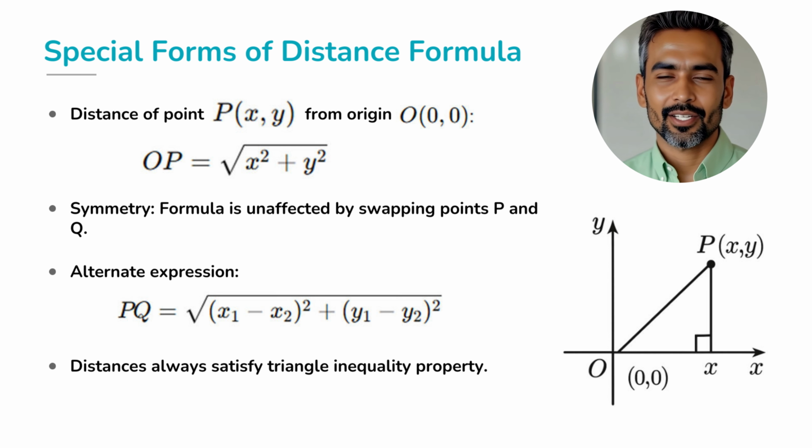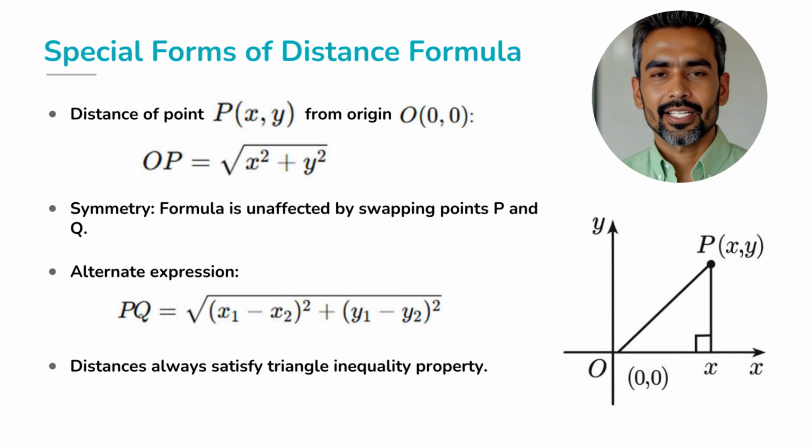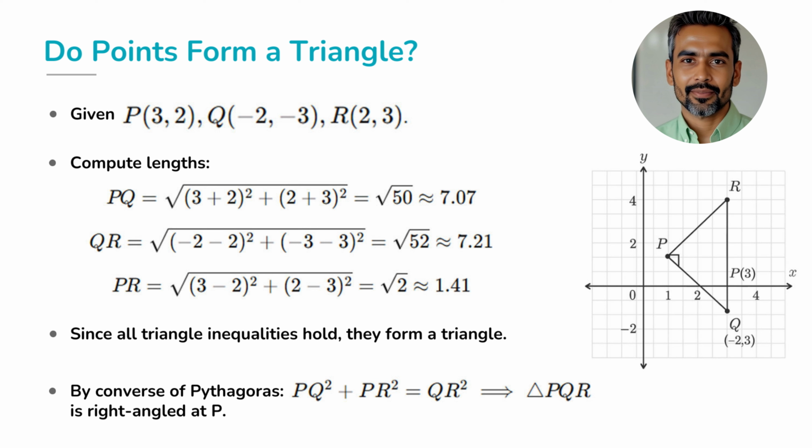And here's another cool property: distances always follow the triangle inequality. The sum of two sides of a triangle is greater than or equal to the third side. That's why in real life, shortcuts never end up longer than the long way around. Let's take an example. We have 3 points, P at (3, 2), Q at (minus 2, minus 3), and R at (2, 3). Do they form a triangle?